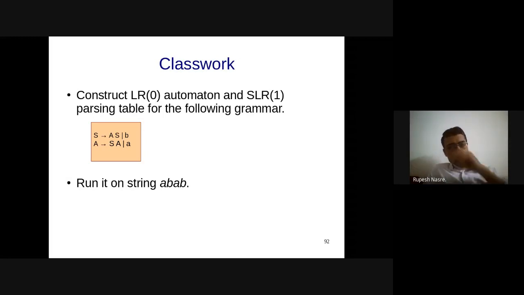Then you have to construct the LR0 automaton corresponding to the given grammar, and then from there construct the SLR1 parsing table. Right. So let's do that. Maybe we'll start with constructing first and follow. You have to tell me what is first of S, first of A, then follow of S and follow of A. Let's start with that.